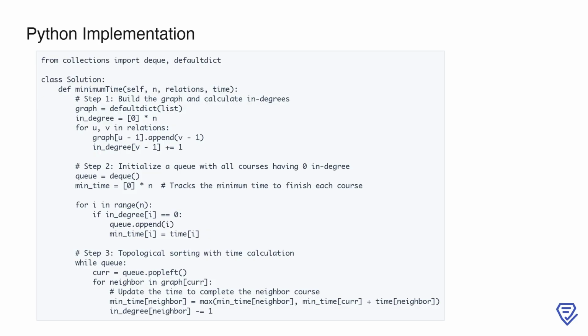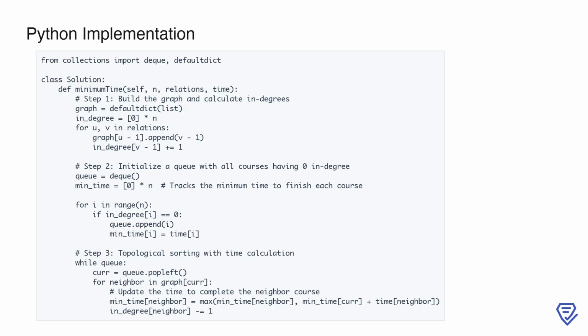For each dependency pair, we add an edge in the graph and increment the indegree for the dependent course. Next, we initialize a queue to store all courses with an indegree of 0, meaning they can be taken immediately since they have no prerequisites. Simultaneously, we create the min_time array to track the minimum time required to complete each course. For courses with 0 indegree, we set their initial completion time to the time it takes to complete just that course. Then, we enqueue these courses to begin the topological sorting process.